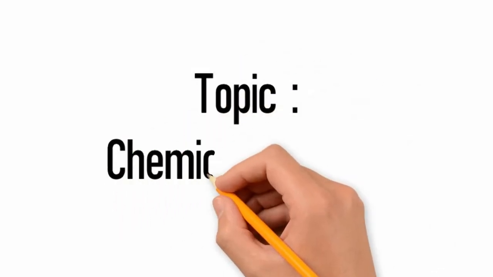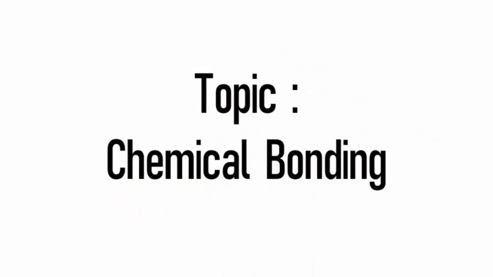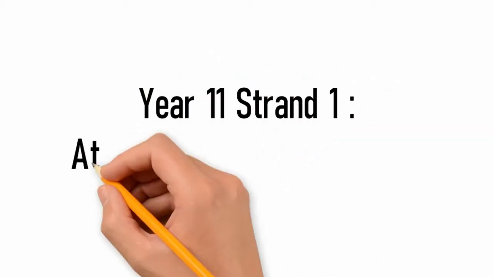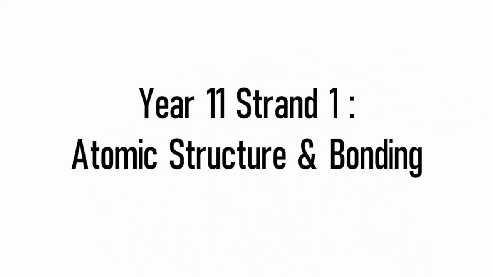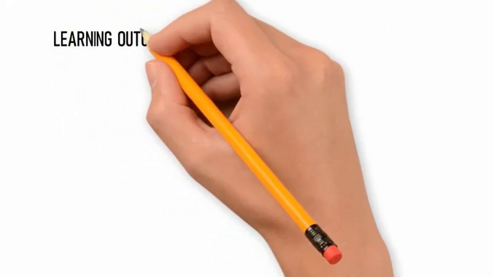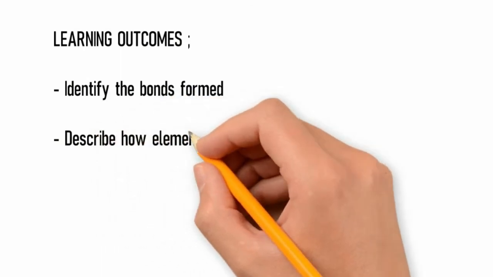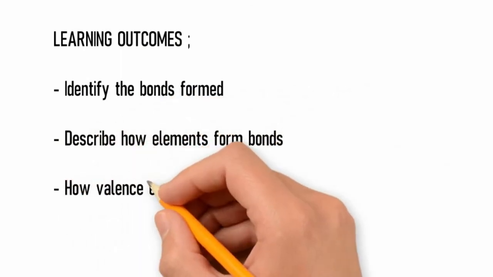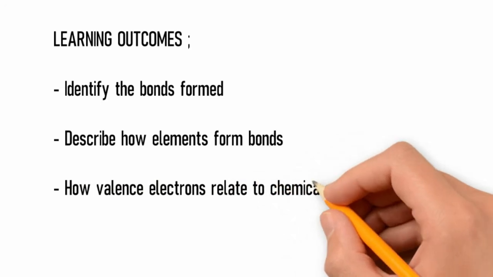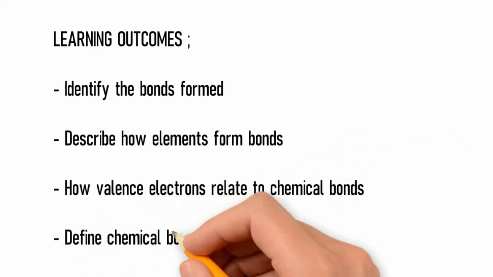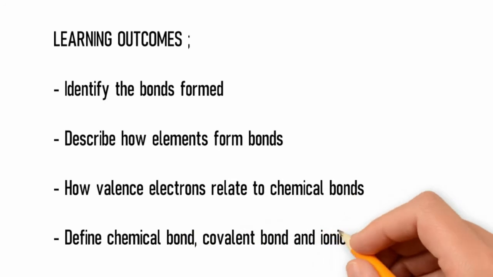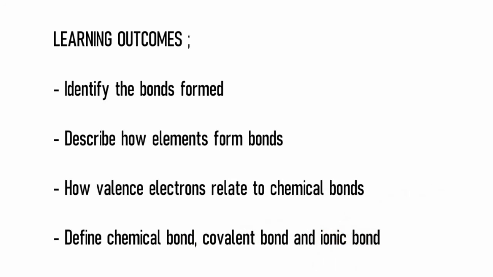So now I am sharing with you some areas which can help in learning chemical bonding, with the topic chemical bonds from Year 11, Strand 1, atomic structure and bonding. Learning outcomes: students should be able to identify the bonds formed, describe how elements form bonds, investigate how valence electrons relate to chemical bonds, and define chemical bond as well as covalent bond and ionic bond.